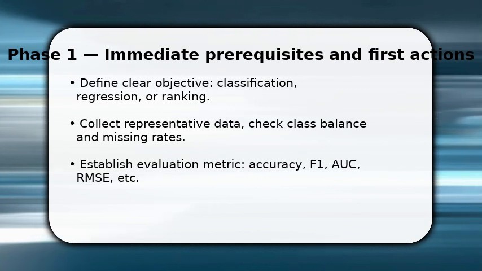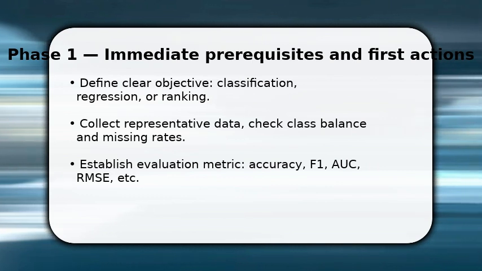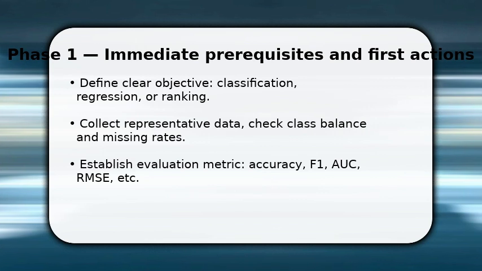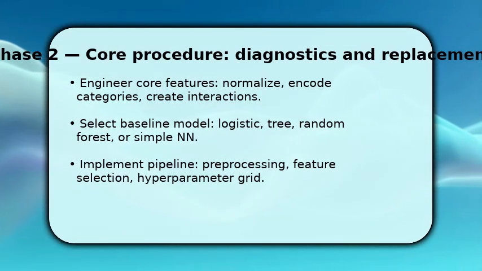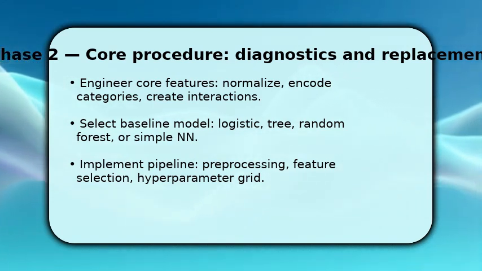Once done, pick a primary evaluation metric and a validation strategy, holdout, k-fold, or time split, so you can measure progress reliably as you iterate. Now build the core pipeline and features. Create normalized continuous inputs, encode categorical variables, and add meaningful interactions or aggregated features. This gives models informative signals.